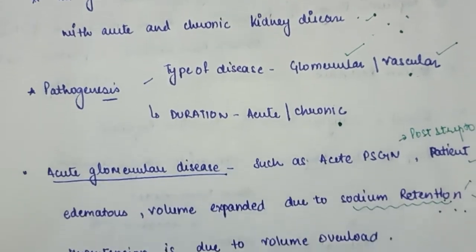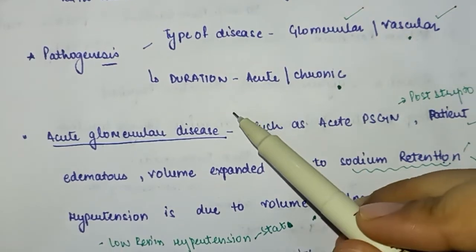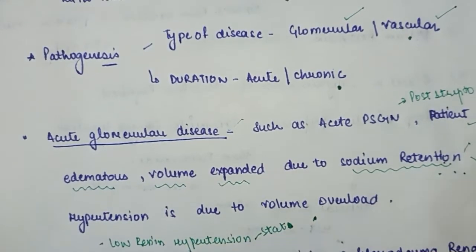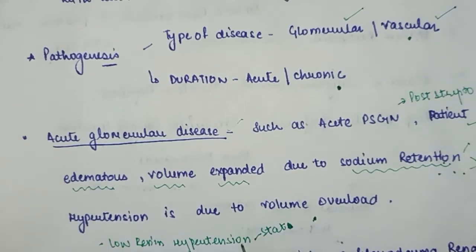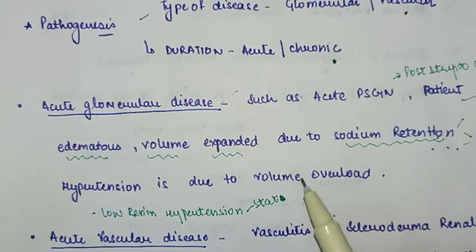So in case of glomerular diseases which have acute onset, such as seen in acute post-streptococcal glomerulonephritis, the patient will be volume overloaded, the patient will be edematous because of sodium retention. There are multiple reasons for sodium retention in case of glomerulonephritis. So mainly in glomerular diseases, the hypertension is due to edematous state or volume expansion, which is mainly due to sodium retention. So hypertension is due to volume overload in case of acute glomerular diseases. Glomerular diseases are usually low renin hypertension states.